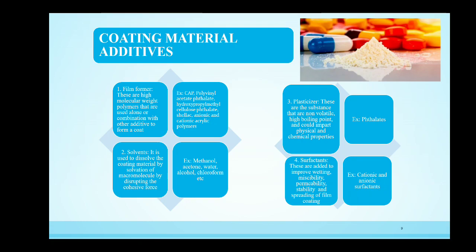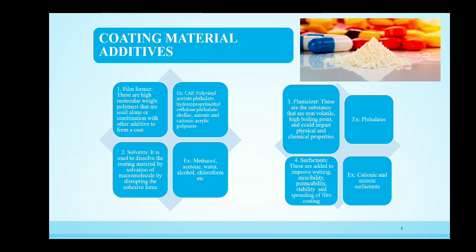It is used to dissolve the coating material by solvation of the macromolecule by disrupting the cohesive force. There are some factors like crystallinity, steric hindrance, polarity, hydrophilicity, and hydrophobicity of the polymer which play a decisive role in solvent selection. There are various polar or non-polar solvents which are used for such processes, like methanol, acetone, water, alcohol, chloroform, etc., which is mainly based on the film former properties. Third additive of a coating material is plasticizers.